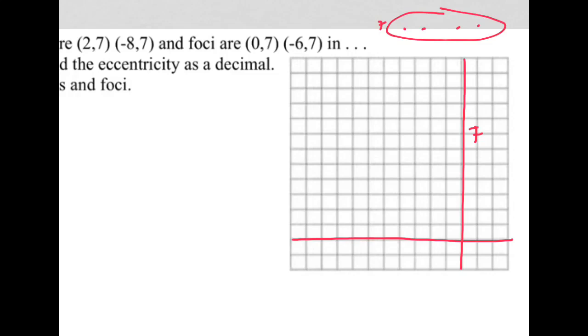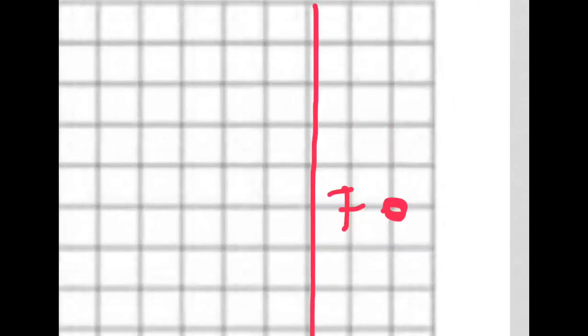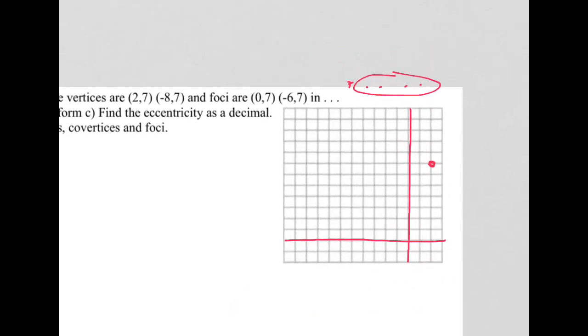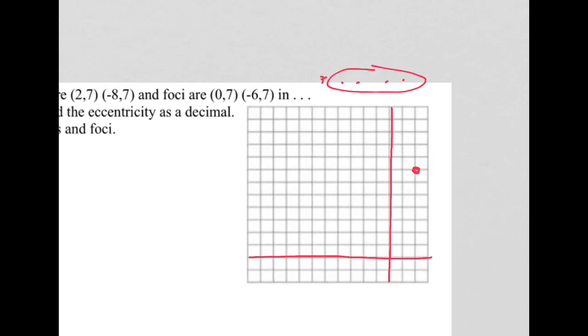Our first vertex has an x value of 2, so over 2 and up to 7 right there. There we go. I'm going to go ahead and erase that 7, because it's probably going to get in the way. Okay, so there is one vertex, coordinates (2, 7). I'm going to label that with a V just so I can remember it is a vertex and not a focus. And then the next one has the same y value but an x value of -8.